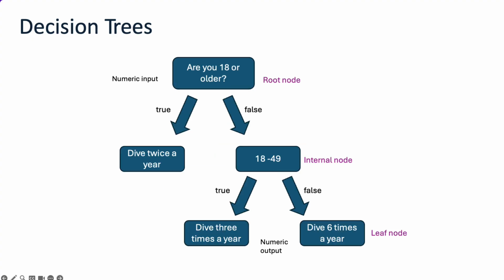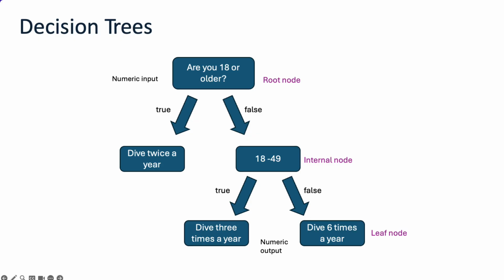So maybe if you're older than 18, are you younger than 49? Well, then that is true. They dive more than 3 times a year. And as the numeric continuous data comes into the decision tree, in the process of making the tree, it decides where the cutoff points will be.